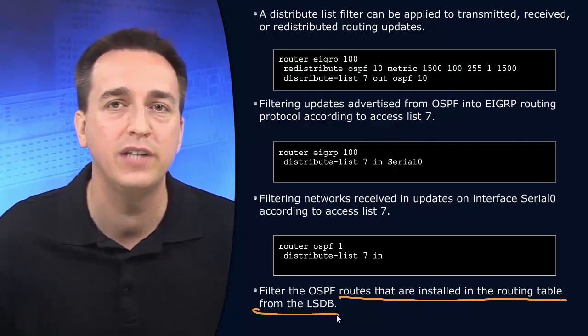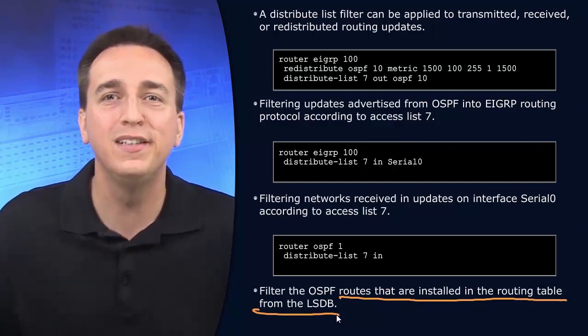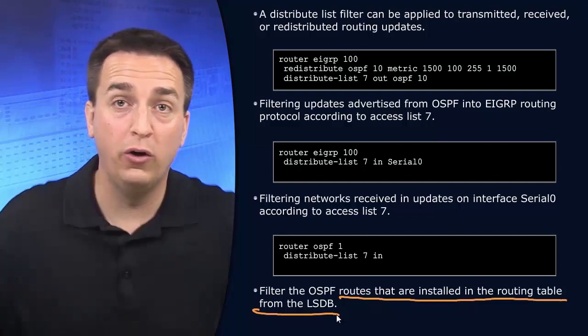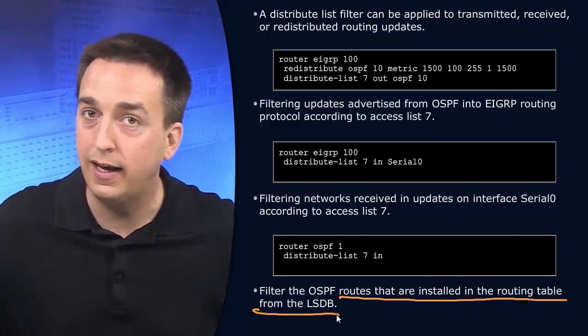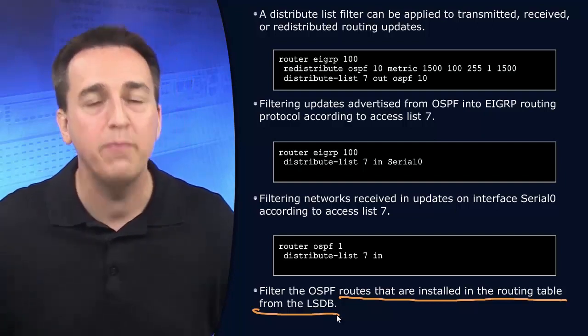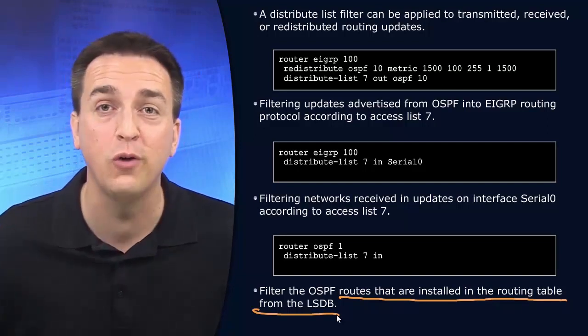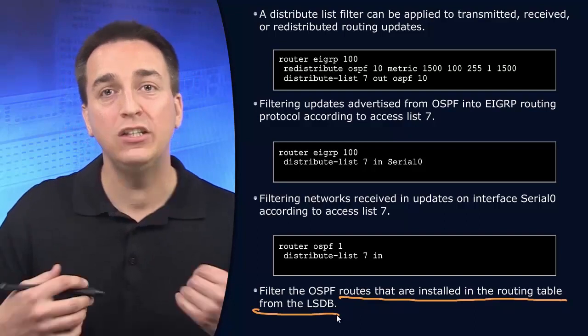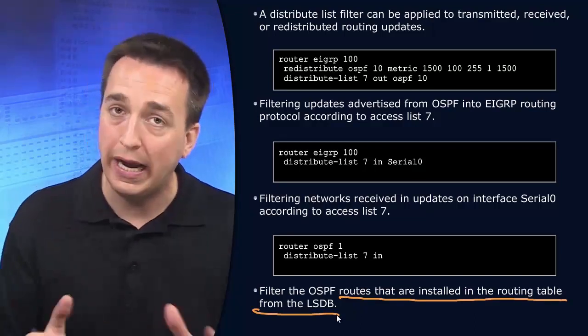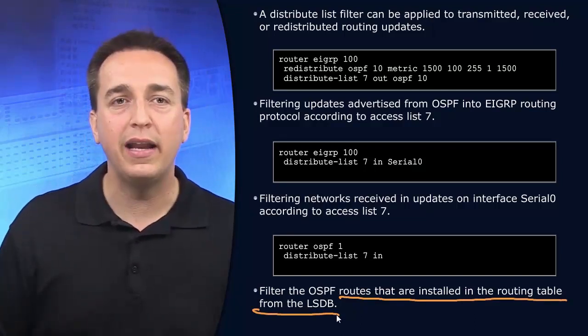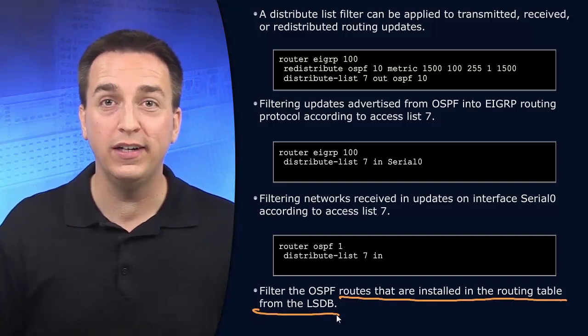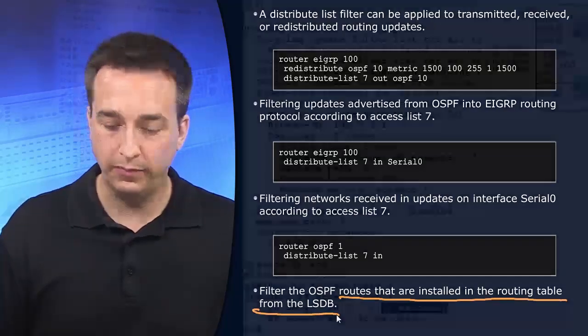EIGRP and RIP behave the same way with distribute lists because they're distance vector routing protocols. But OSPF's link state has to have the same link state database amongst all the routers in the area. Therefore, you can only control what goes into the routing table, not what is shared between the neighbors in that area. So let's take a look at this in the live environment.